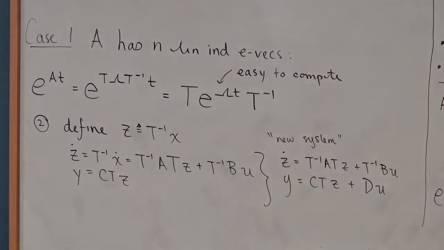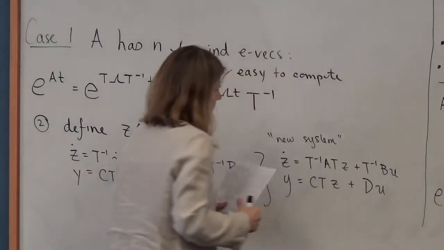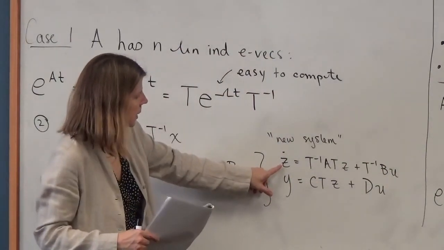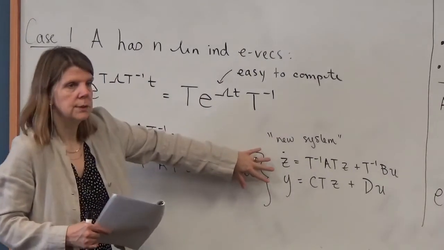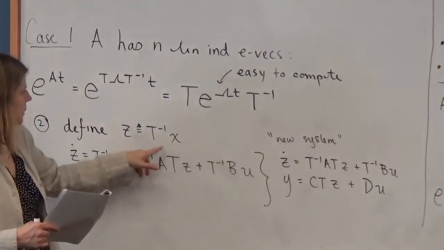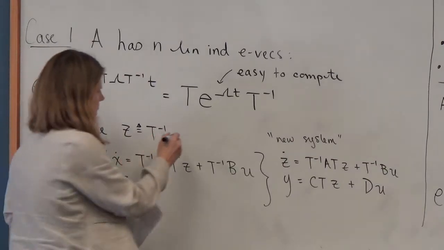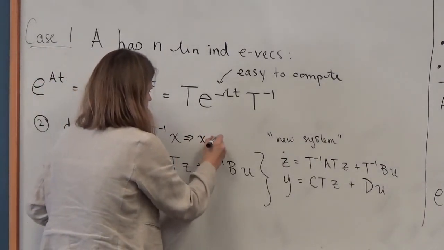All right, so all I've done is I've transformed the state to a new state. What's nice about this, and now you see why I did this, is that I have a new system in the state variable Z. I can always transform it back. I can do all my computations in the Z system, and then transform back to the X system, because I know that X is equal to TZ.